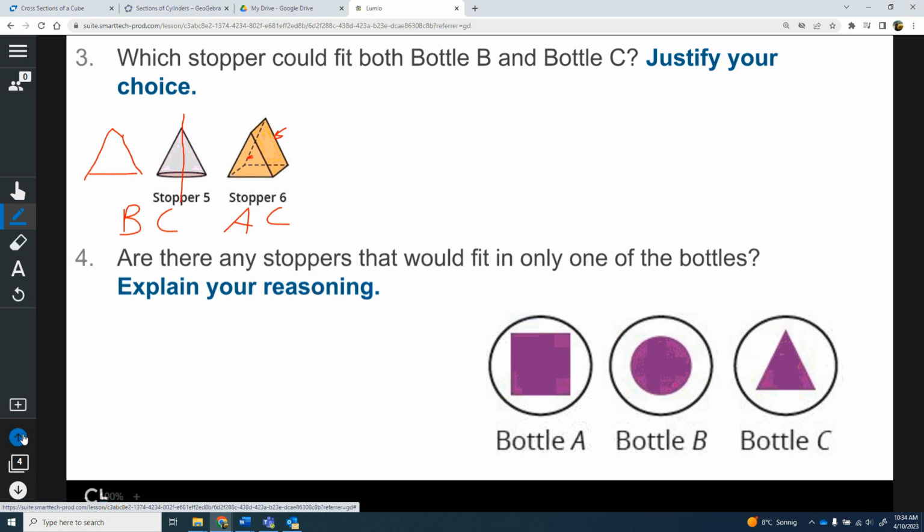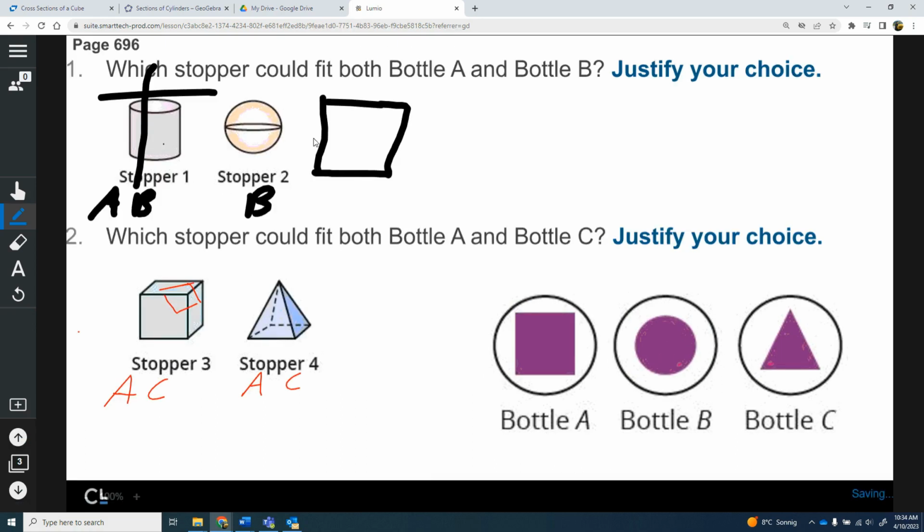So with any stoppers that would only fit into one bottle, you guys figured out that's 2, 2, going back. B only fits into one stopper. Because if I cut it this way or this way or this way, it's still always going to be circular.